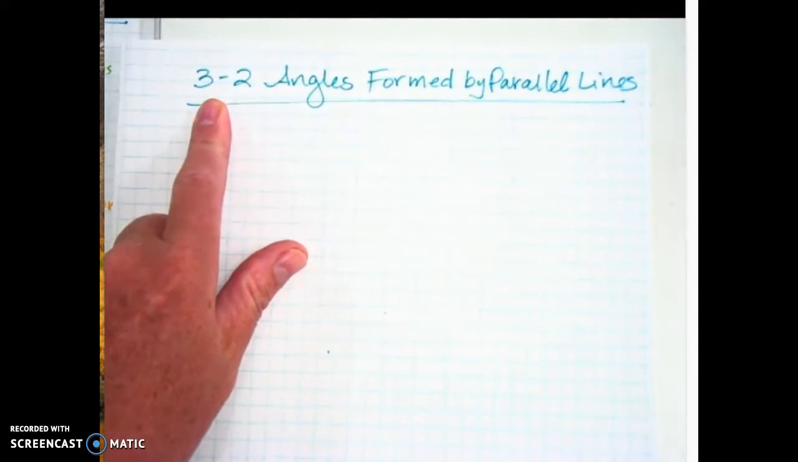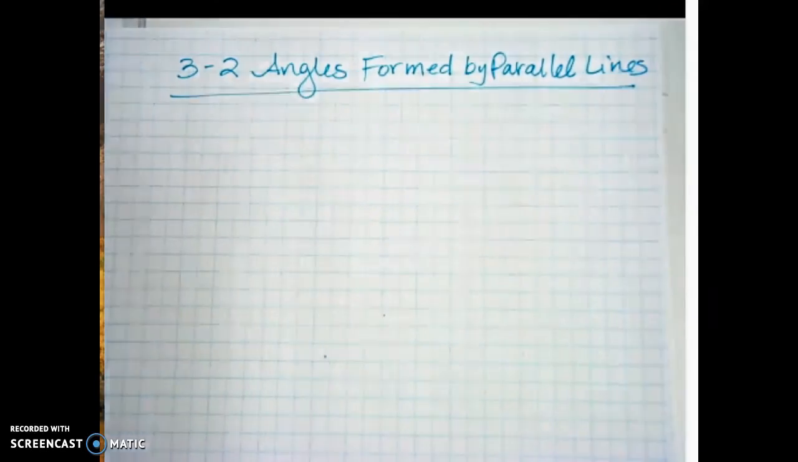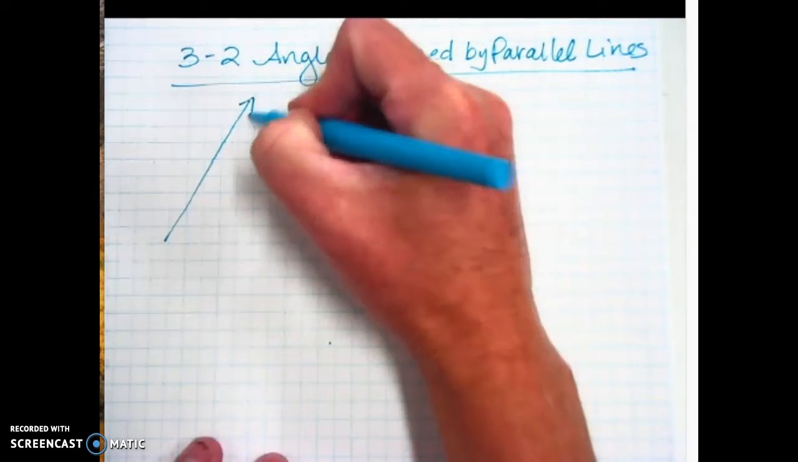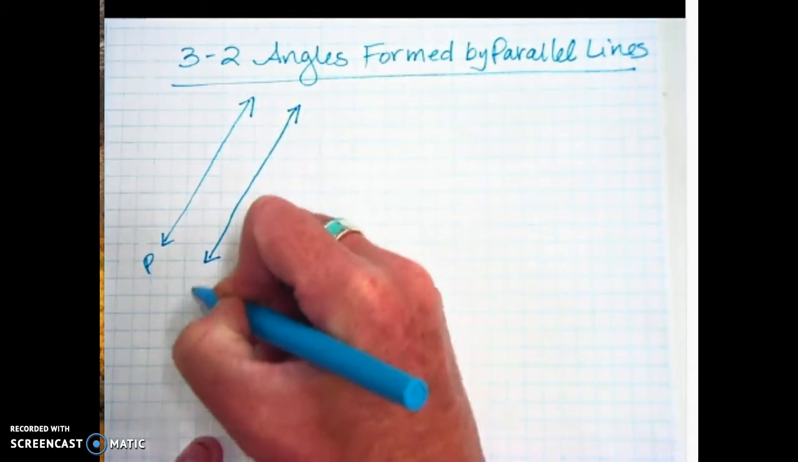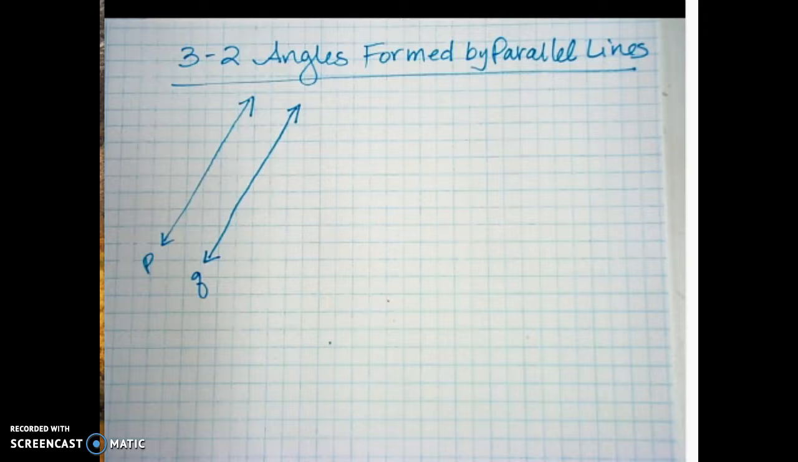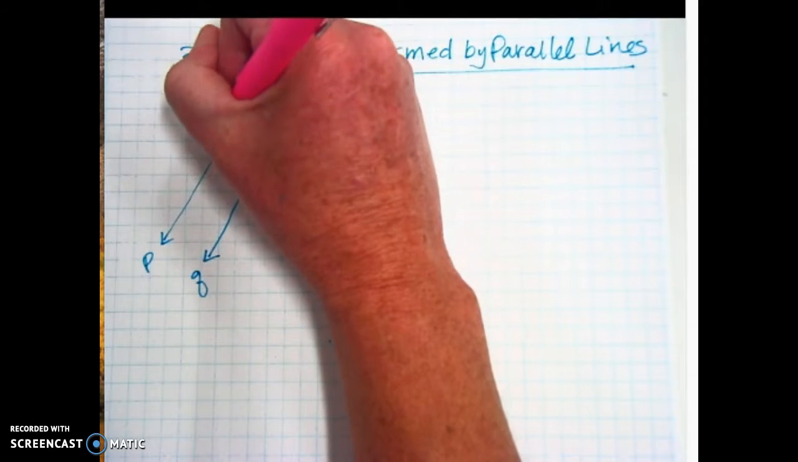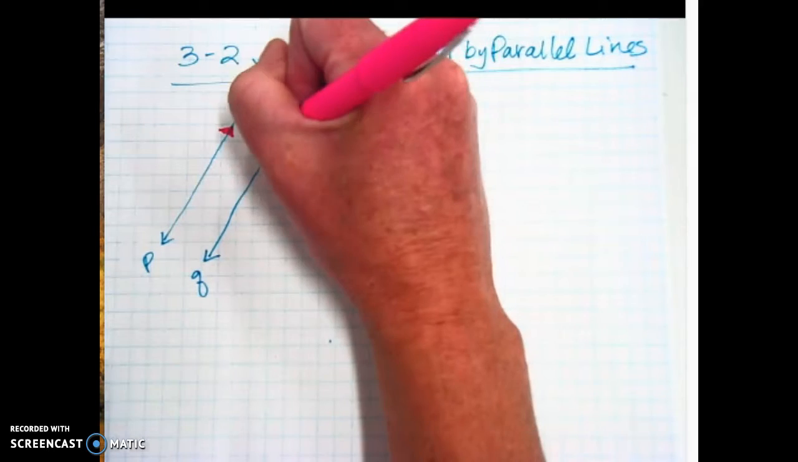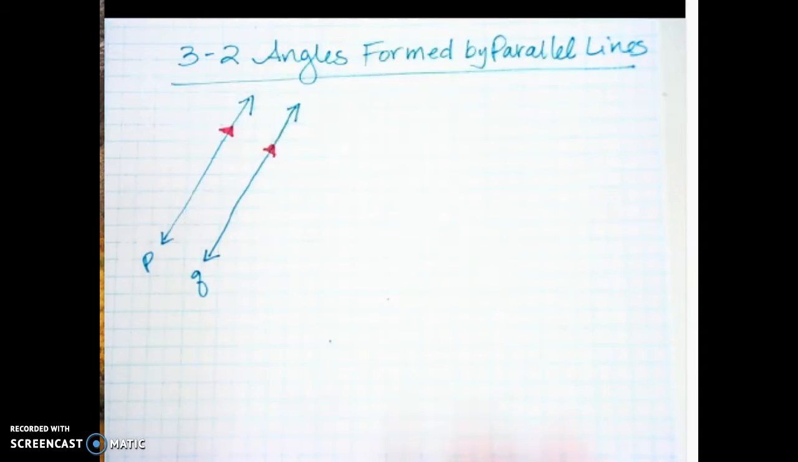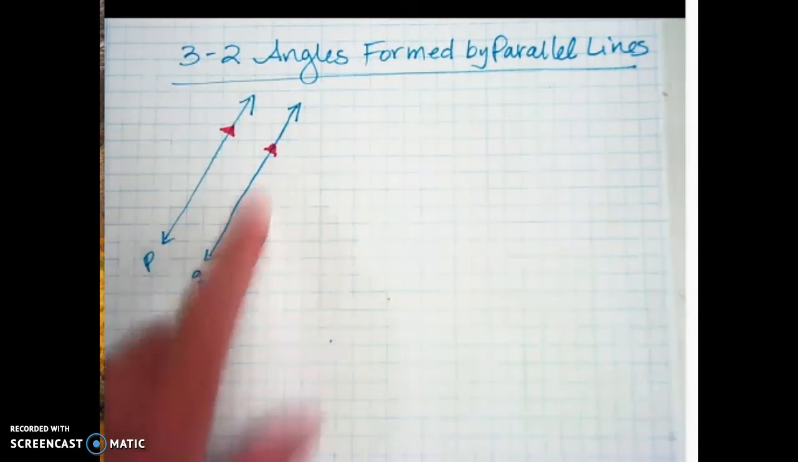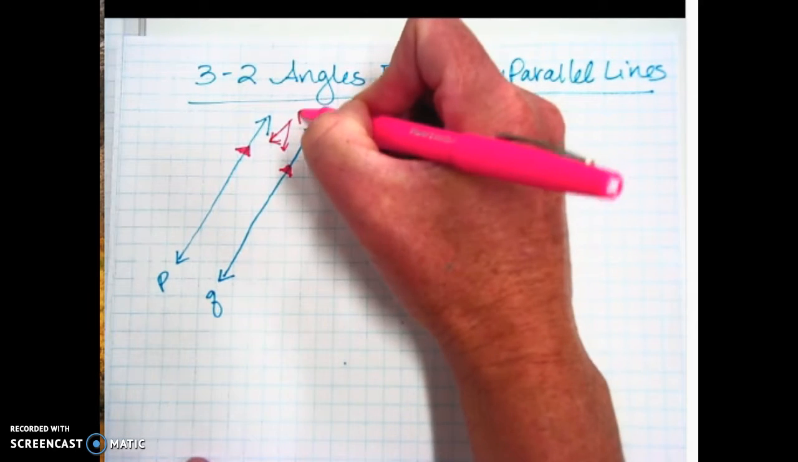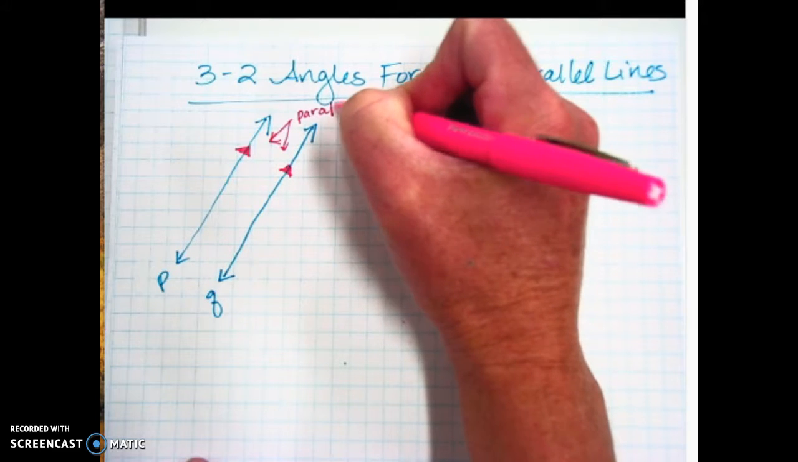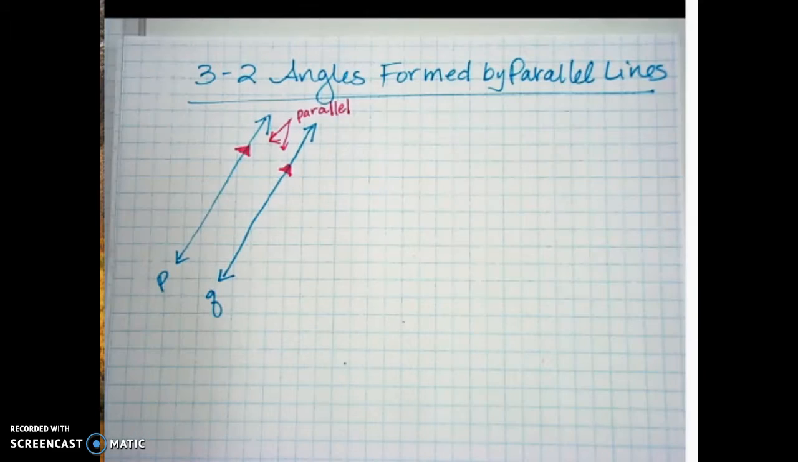Section 2 of chapter 3 is called Angles Formed by Parallel Lines. So we're going to draw 2 lines. We'll call this line P, and we'll draw a second line, call it Q. These 2 lines, we're going to put a special little symbol on them that kind of looks like a little arrow pointing like that. Those 2 little symbols are called carets, and those 2 carets represent that those 2 lines are parallel.